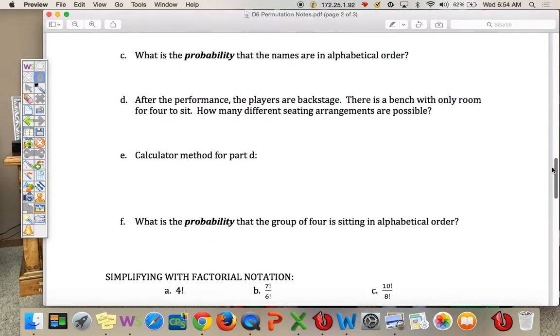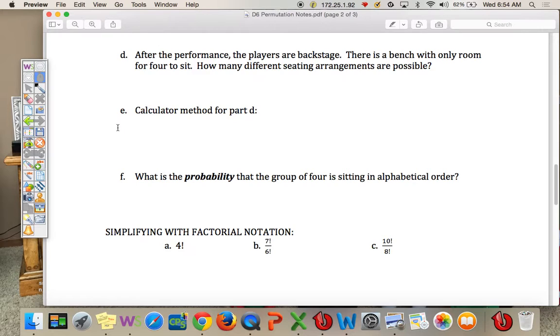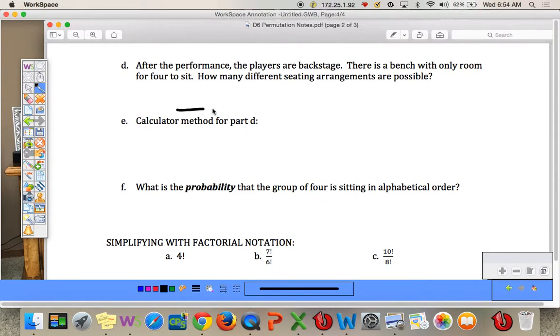After the performance, the players are backstage. There is a bench with only room for 4 to sit. How many different seating arrangements are possible? So here you only have 4 seats, and again we can multiply. 7 people have a chance to get the first spot, then 6 times 5 times 4, and we can multiply those together.